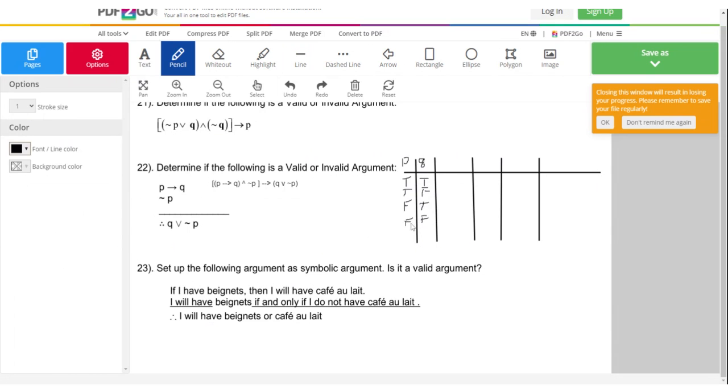That's pretty universal, setting them up like that. All right, so the first thing I have to do is this one, and that's just the standard truth table for the conditional. That's the only one that's false.